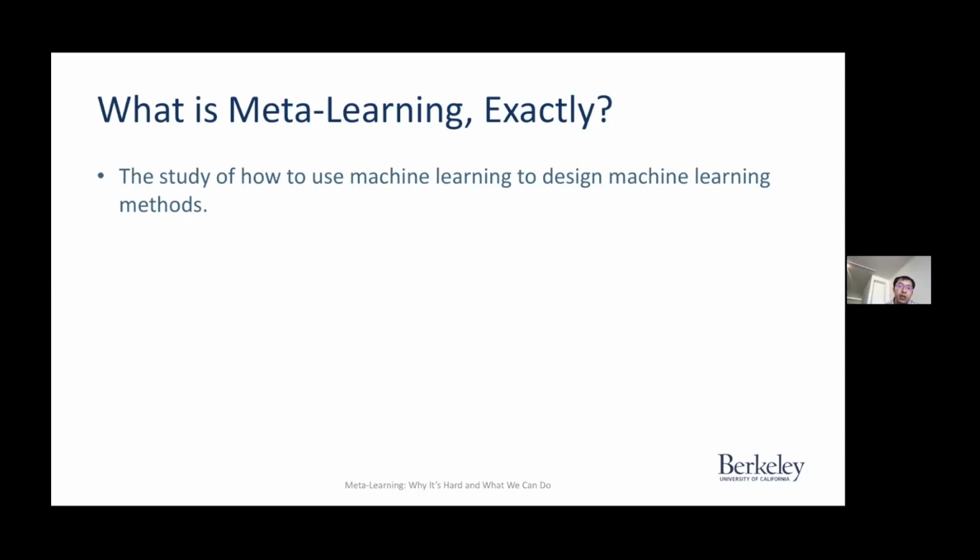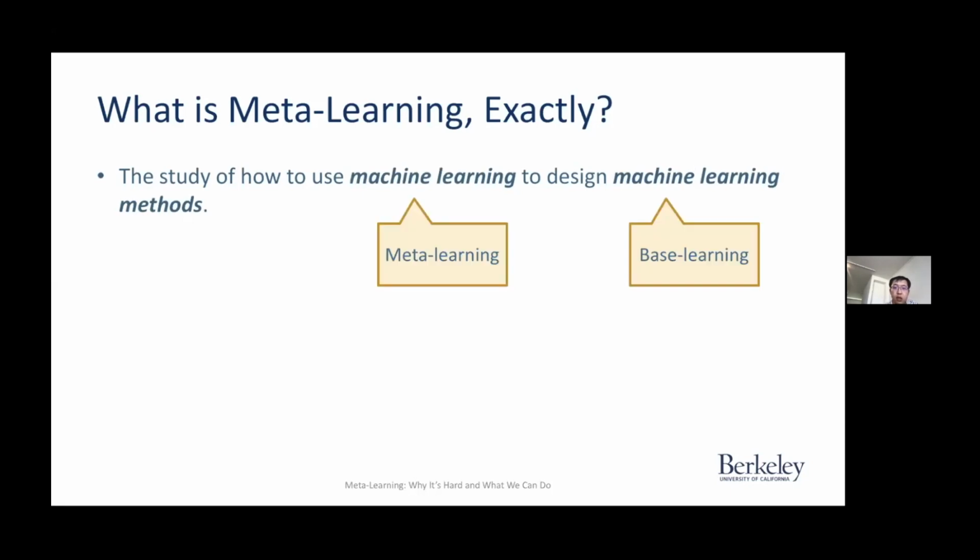Okay, so meta learning is essentially the study of how to use machine learning to design machine learning methods. Here we have two levels of learning. For clarity, we'll refer to the top level machine learning, the method we use to automate the design of machine learning methods, as meta learning. The base learning refers to essentially ordinary machine learning, the machine learning we do at the base level.